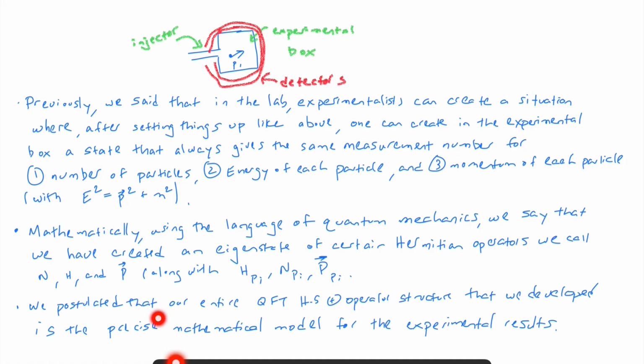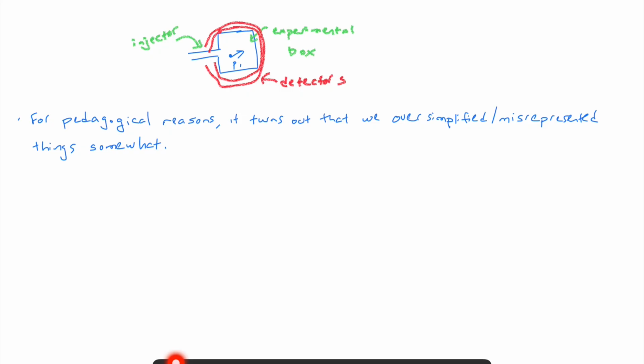We postulated that our entire QFT Hilbert space plus the operator structure that we developed over the first several lectures, using pretty intuitive, I don't know about intuitive, but pretty crystal clear extrapolations of quantum mechanics and symmetry ideas, that mathematical model we created is the precise model for these experimental results that we see in these particle scattering experiments.